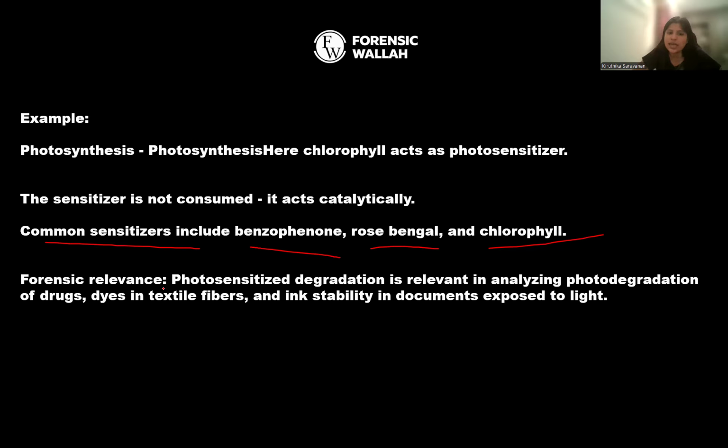So what is the forensic relevance behind it? Photosensitized degradation, or basically destruction of the photosensitized material, is relevant in analyzing photodegradation of drugs, dyes, textile fibers, or even the ink in documents and all, forensic documents and all. When they are exposed to light beams, sometimes they might get degraded in the light. So the light-degraded samples can be analyzed by using these photosensitized materials because they are sensitive to light. So they will produce the results properly.